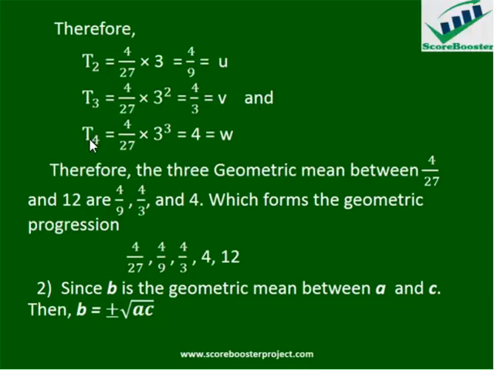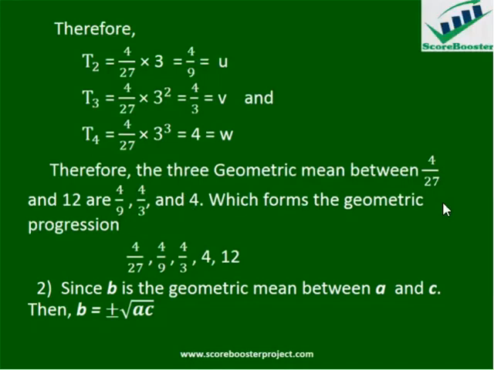And the third geometric mean, which is the fourth term in the geometric progression, is equal to 4/27 multiplied by 3 raised to the power of 3. And 3 raised to the power 3 is 3 multiplied by 3 multiplied by 3. 3 multiplied by 3 will give 9. 9 multiplied by 3 will give 27. So 27 will cancel 27, and that is where we have 4 to be the value of w. Therefore, the three geometric means between 4/27 and 12 are u, which is 4/9, v, 4/3, and w, 4.